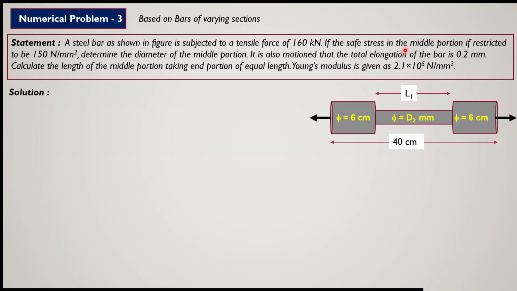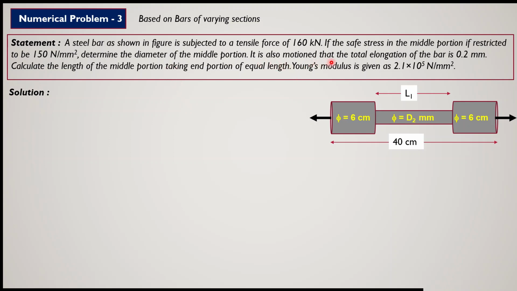So if the safe stress in the middle, it is given that this middle member has a permissible stress of 150 Newton per mm square. That means if the stress in this middle member increases to more than 150 Newton per mm square, then it will fail. So this is basically the safe stress, not the ultimate stress, which we can permit. Ultimate stress may be more than 150. Now determine the diameter of the middle portion. So we have to find out the diameter of the middle portion, that is D2.